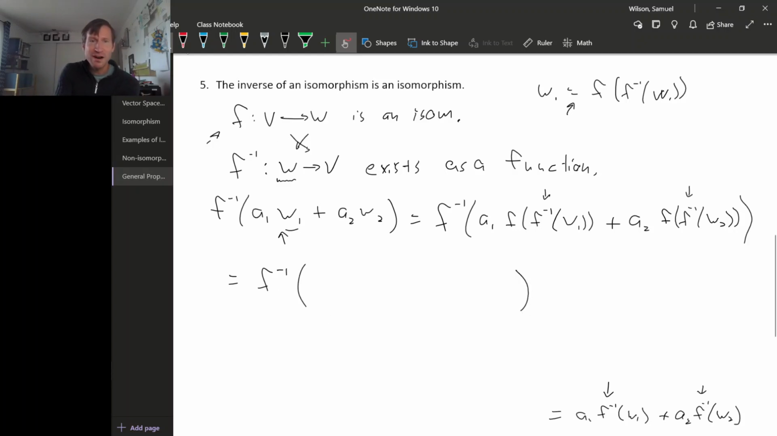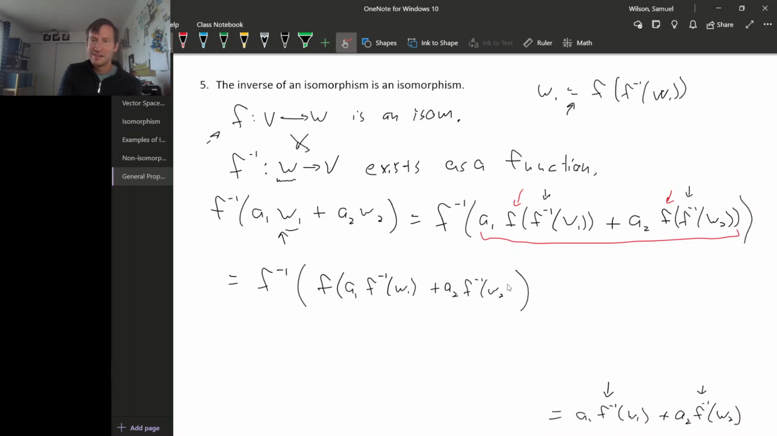If you keep an eye on the stuff inside parentheses here, this is a linear combination of two vectors where f is hitting both vectors. Well, that means that we can move this f all the way up to the front of the linear combination. So we get f of a1 times the first vector, which is f inverse w1, plus a2 times the second vector, which is f inverse w2. And I need one more parenthesis.